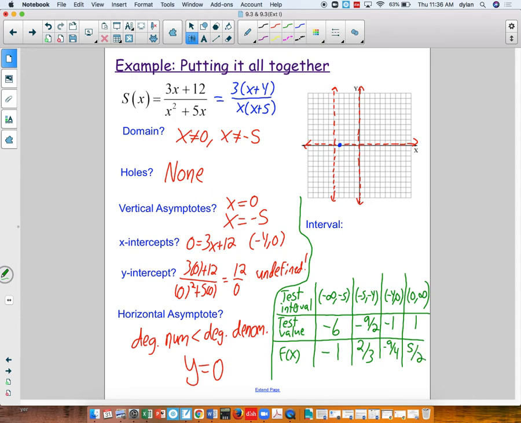So we're going to plot all these points on our graph to help us figure out where our curves are going to go. So we've got a point at negative 6, negative 1. We've also got a point at negative 9 halves and 2/3, which is a little hard for me to put in here, but that'd be right about there. We've got a point at negative 1 and negative 9/4, and we've got a point at 1 and 5 halves.